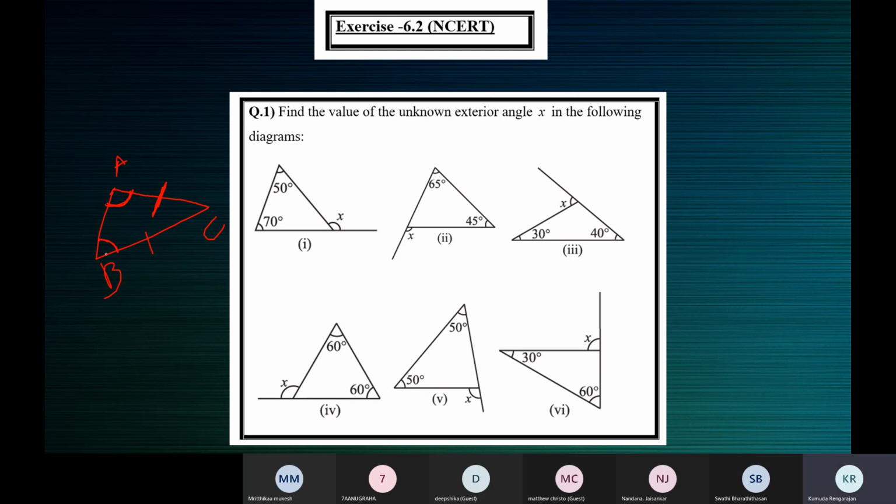So opposite to AC is angle B, opposite to BC is angle A. If AC is equal to BC, that means angle A is equal to angle B. Conversely, if angle A is equal to angle B, the side opposite to angle A is BC and the side opposite to angle B is AC. So when angle A is equal to angle B, side AC is equal to side BC.